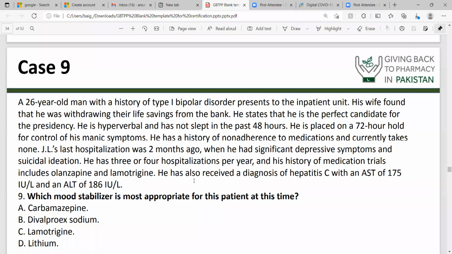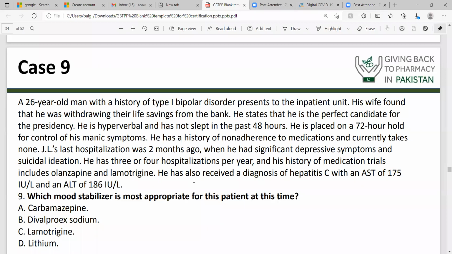Our next case study is a 26-year-old man with a history of type 1 bipolar disorder who presents to the inpatient unit. His wife found that he was withdrawing their life savings from the bank. He states that he is the perfect candidate for the presidency. He is hyperverbal, so it means that he is in a hyper state and has not slept in the past 48 hours. He's placed on a 72-hour hold for control of his manic symptoms.